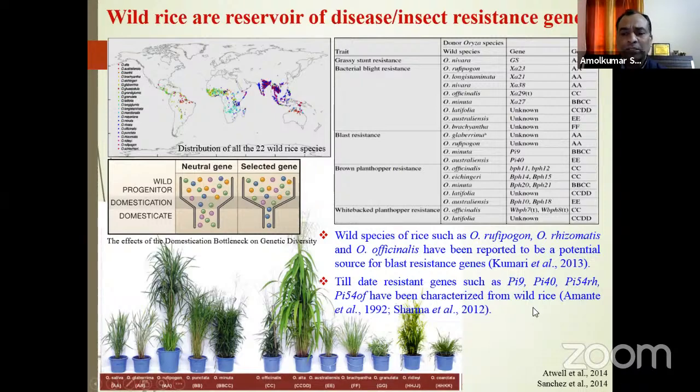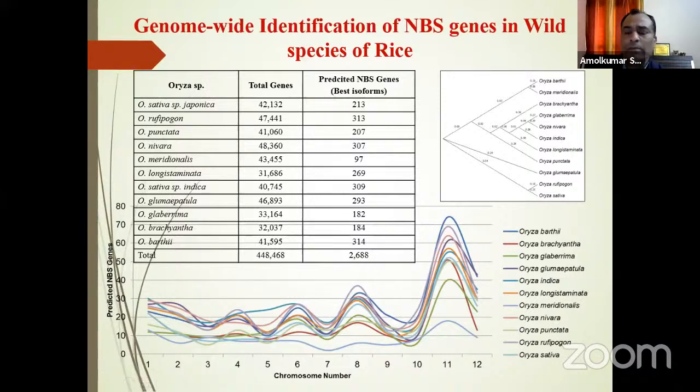And most of the genes like Pi9, Pi40 or Pi54rh or Pi54of have been characterized from this wild rice. So first we decided to identify these genes from available data. These are the total 11 wild species of rice. Their data were available and all are from the AA genome, which is closest to our Oryza sativa. So we predicted these NBS-LRR genes from these, and surprisingly we observed that most of these genes are present on chromosome 11 followed by chromosome 12 in almost all 11 species.